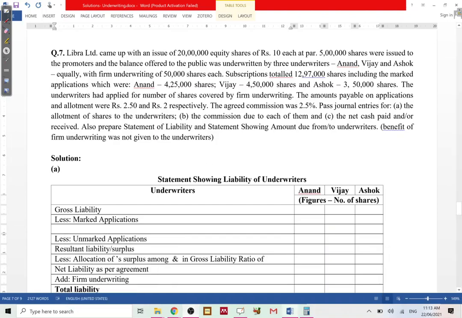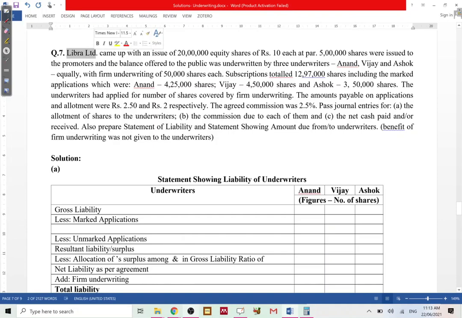In problem 7, you have a company Libra Limited who is coming up with an issue of 20,000 equity shares which are issued at rupees 10 at par. Again, we have the face value rupees 10, but the share issue is at 10 itself. Okay. Total 20 lakh equity shares. Out of this, 5 lakh shares are issued to the promoters, balance offered to the public.